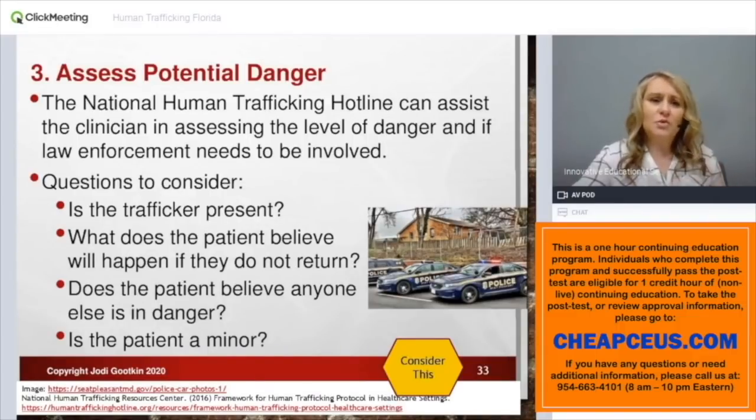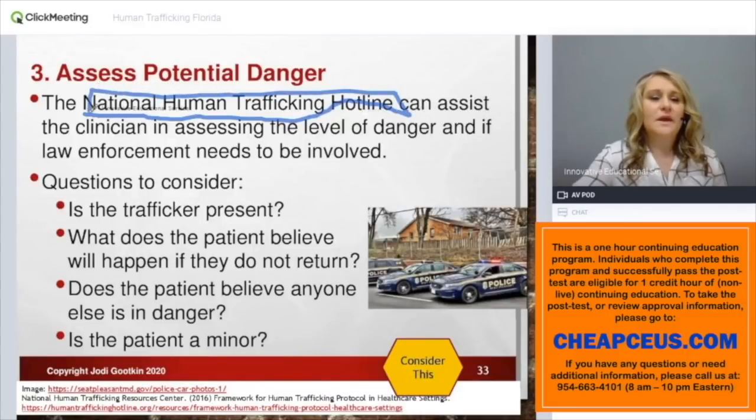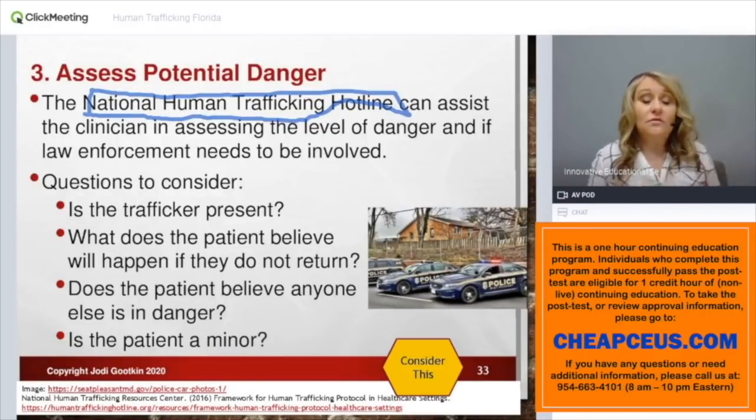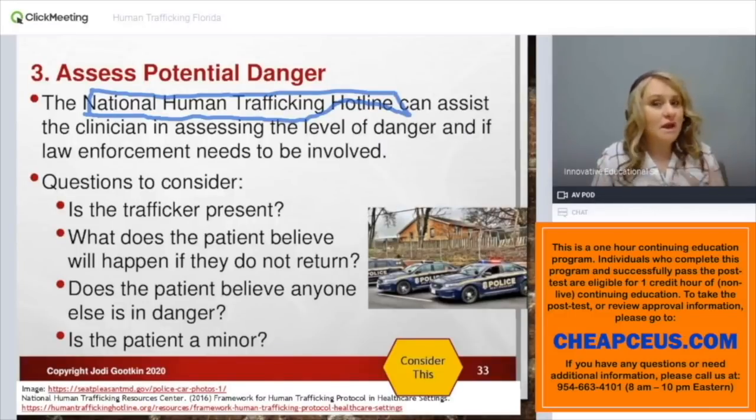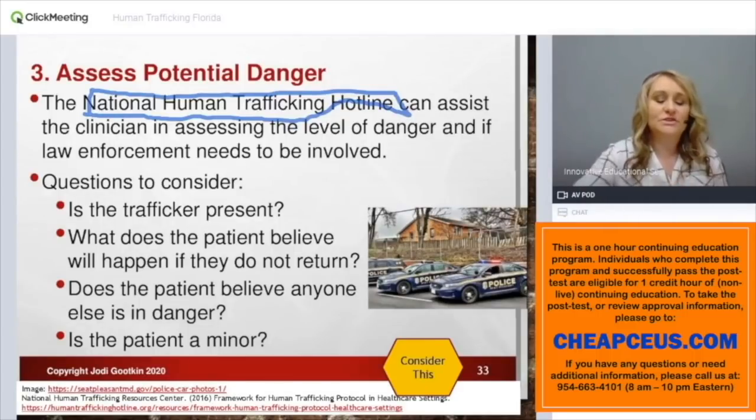Otherwise, if we're just not sure, the best thing to do is contact the National Human Trafficking Hotline. And we'll look at that number on the next couple of slides. But their role for the National Human Trafficking Hotline is to assist the clinician in assessing that level of danger, see if law enforcement needs to be called, see what the next course of action is. So when in doubt, you're going to contact them to try and help you determine the best way to proceed, because the individuals at the National Human Trafficking Hotline are specifically trained in anti-trafficking procedures.